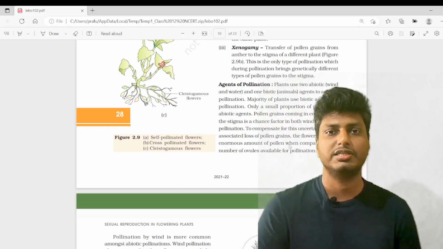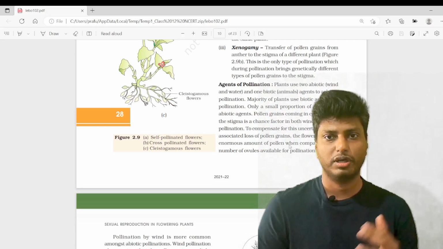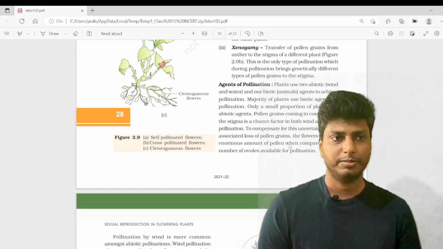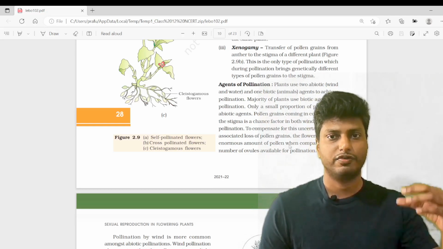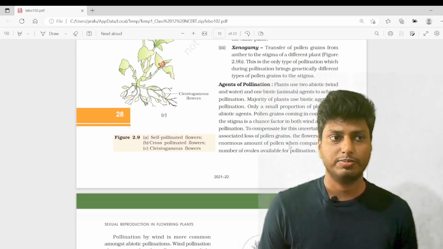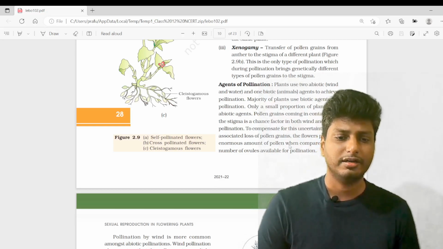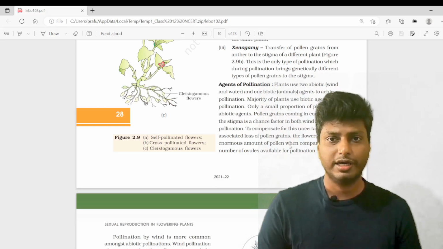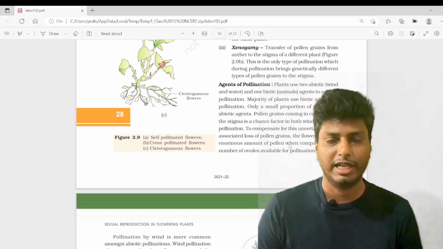Pollination majorly means the transfer of pollen grains from anther to the stigma. So whenever pollen grains from one plant are transferred from the anther to the stigma of the plant, it is called pollination. But there are different ways by which the pollen grain can be transferred, right? So there are different agents which can help in pollination, dear students.